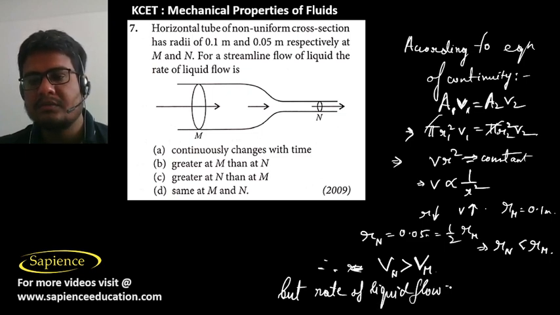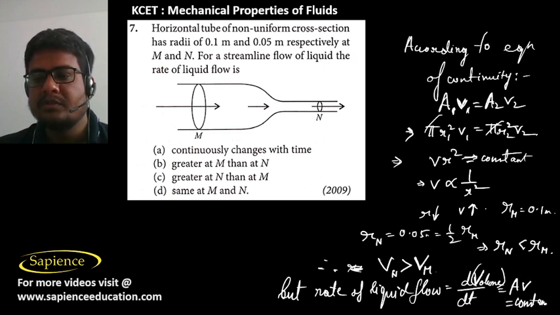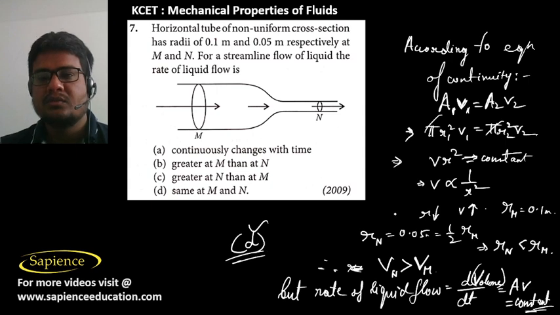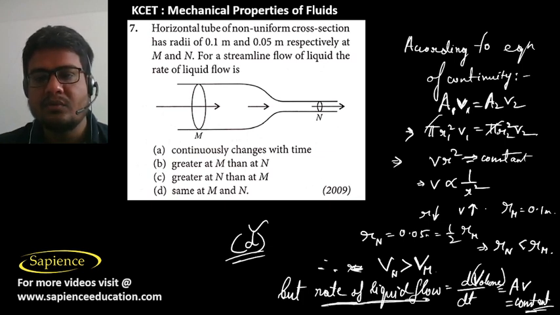The rate of liquid flow is given as dV by dt, it means the volume flow rate per time. So that is equal to area into velocity only. So that will be always constant. It means that the rate of liquid flow will be same at the points M and N. So option D is the correct answer. Even if the velocity at the point N is greater than the velocity at the point M, the rate of liquid flow is area into velocity, so that is constant.